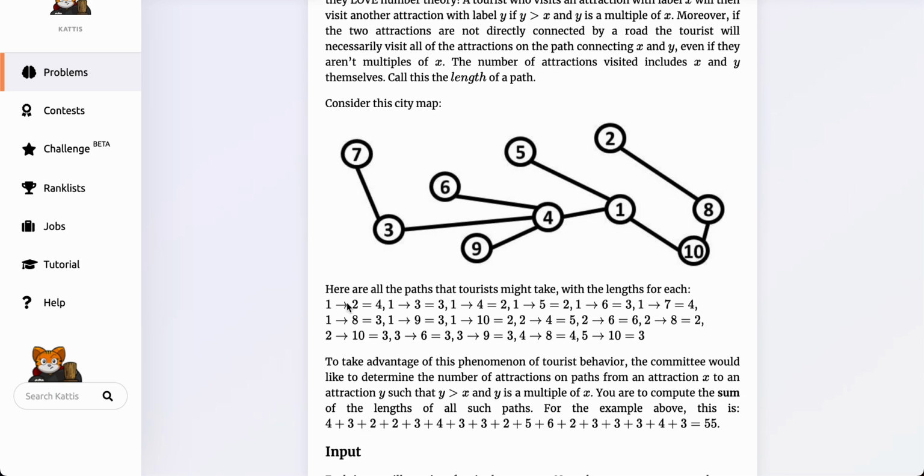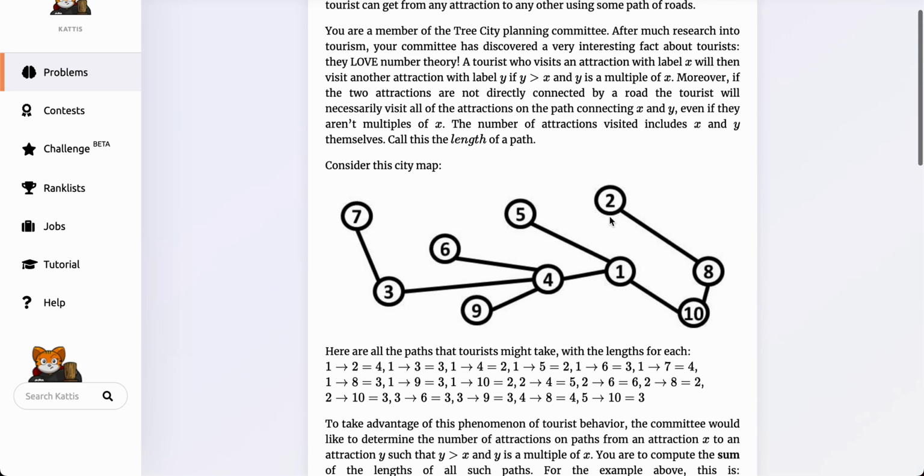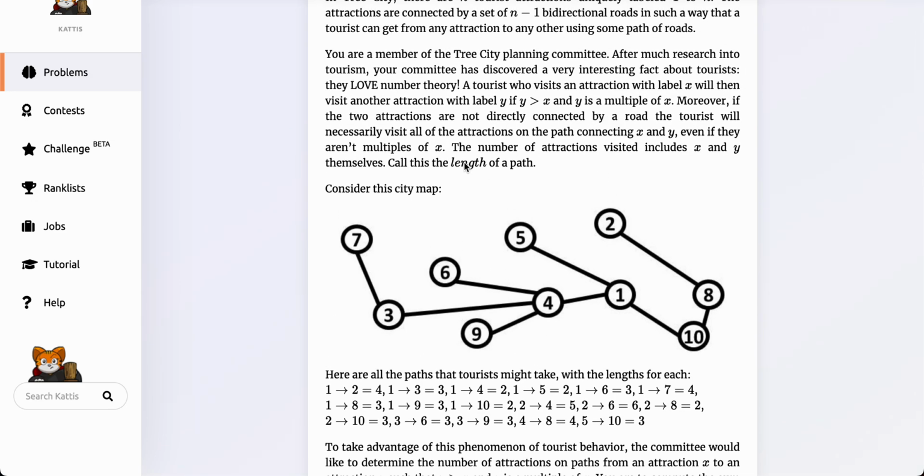Consider the city map. Here are all the paths the tourist might take, with the length for each, from 1 where it can go. It wants to visit all the nodes which are divisible by 1, right? So 1 to 2, 4. So what is the length? 1, 2, 3. From 1 to 2, what is this? The length is the length of a path, the number of attractions visited including X and Y themselves.